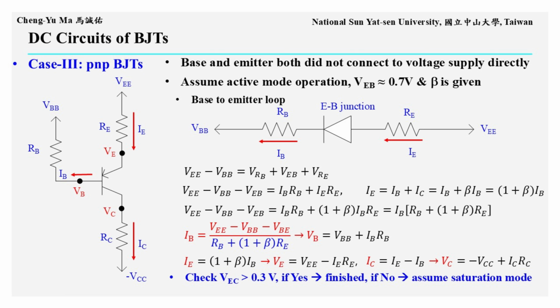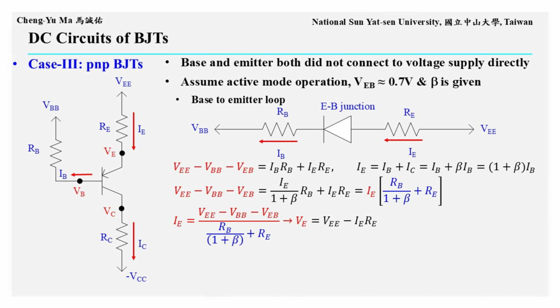The collector current IC equals IE minus IB, or beta times IB. Then VC equals negative VCC plus IC times RC. Finally, we check whether VEC is greater than 0.3 volts. If it is, the active mode assumption is correct. Otherwise, the circuit must be reanalyzed in saturation mode.